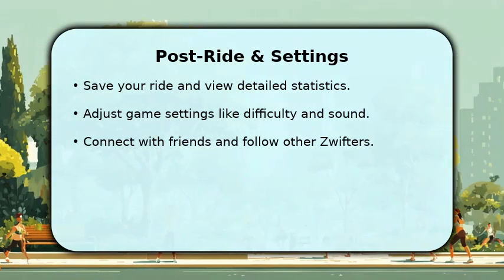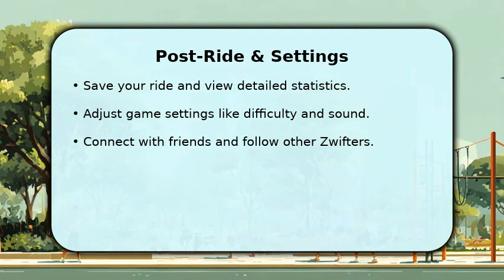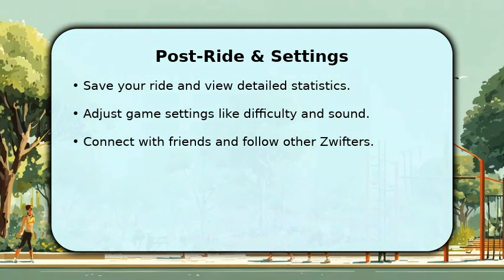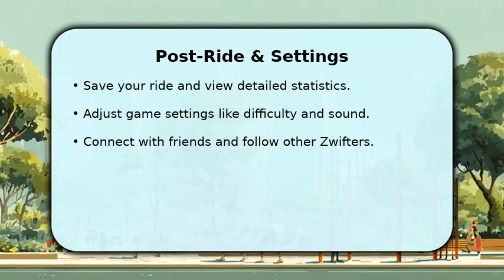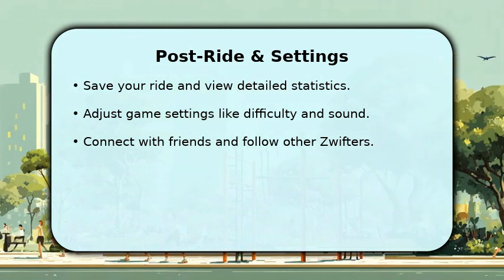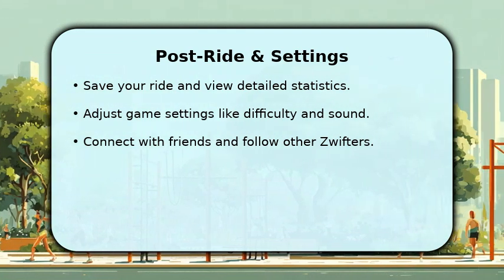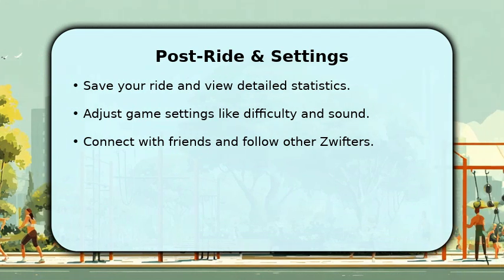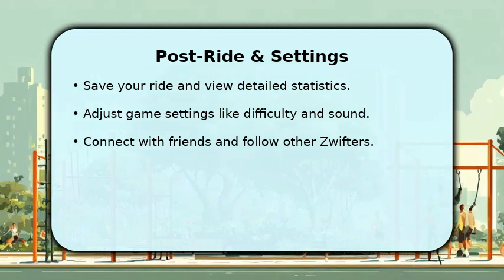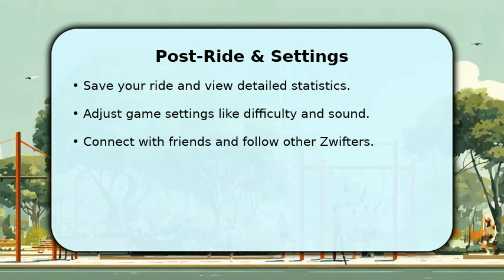After your ride, the Companion app continues to be incredibly useful. You can save your activity and immediately review comprehensive statistics, including distance, elevation, and average power. Dive into your garage to customize your bike and equipment, or adjust various game settings like trainer difficulty and sound preferences. It's also the perfect place to connect with friends, follow other Zwifters, and plan your next virtual adventure together.